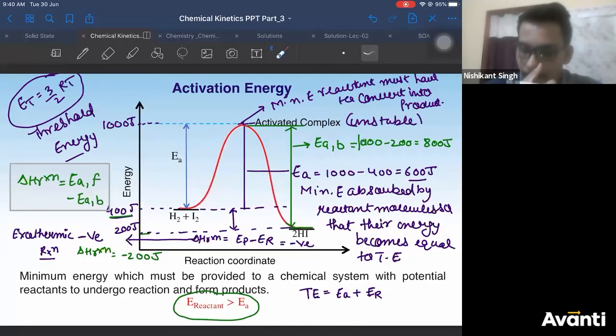right? This is a good question which somebody has asked. What is reaction coordinate, right? What is reaction coordinate? That's a good question to be asked.